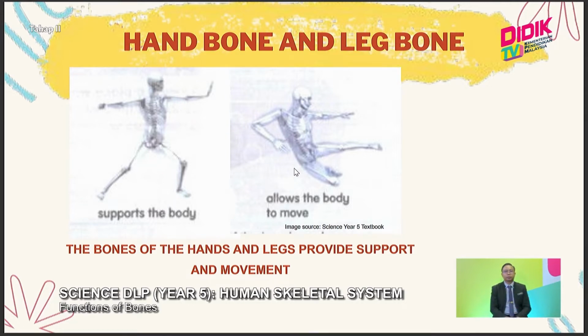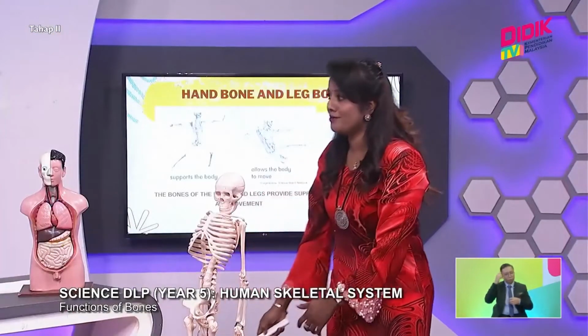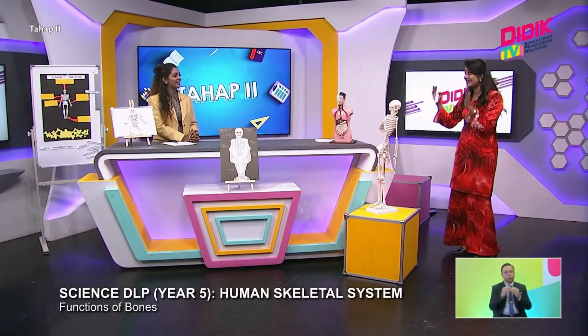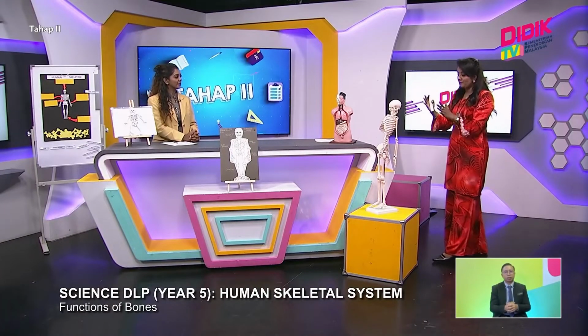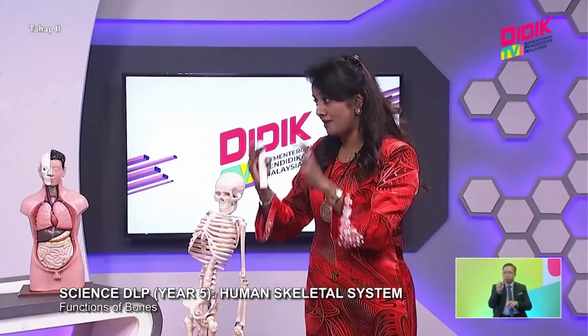Yeah, hand bones, leg bones, they are two, but have the same functions. Hand bone and leg bone, and the rib, skull as well. Okay, 1, 2, 3, 4. One more is what? So that's finished. These are the 5 bones that we need to know, and what are the things they do, the functions of the bones.